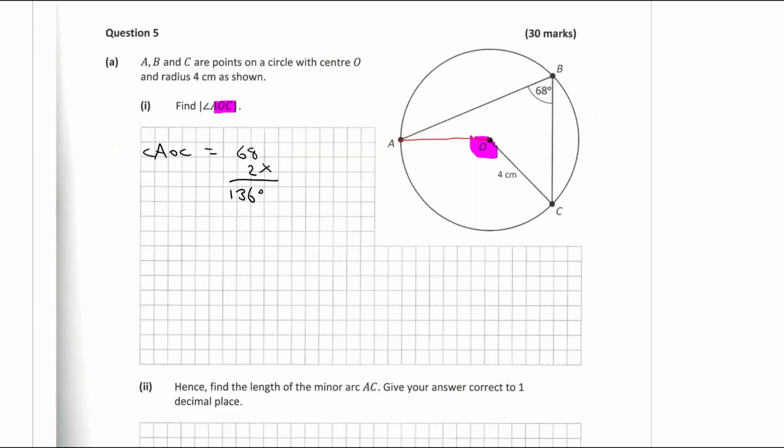Next part is part 2, question 5, part 2. Hence, find the length of the minor arc AC. So the minor arc is this smaller one here from A to C. So they want me to find the length of that arc. What I'm going to do is I'm going to sketch out this sector of the circle, actually. And I'm going to fill in everything I know from that.